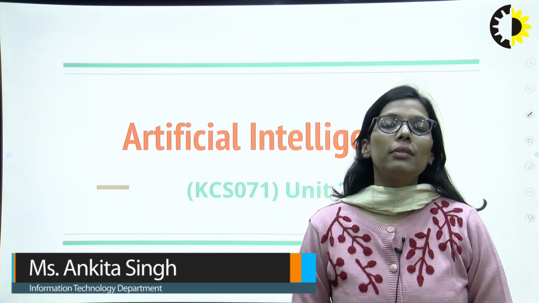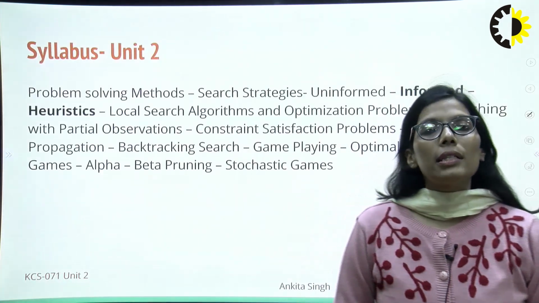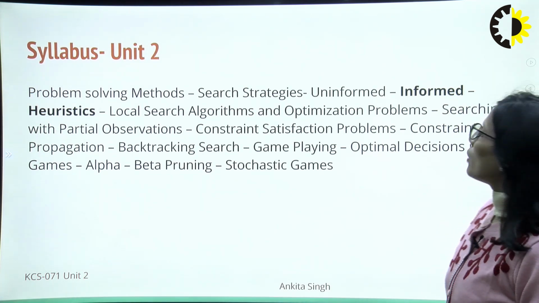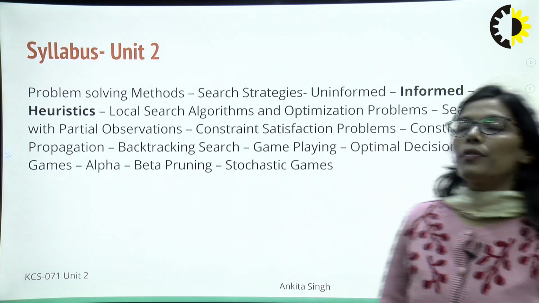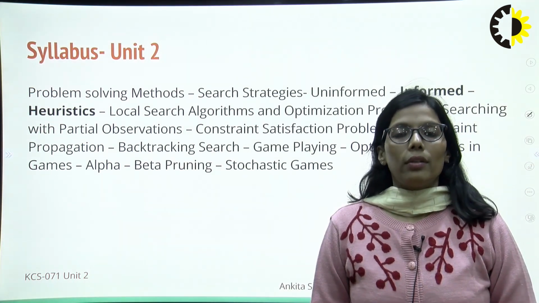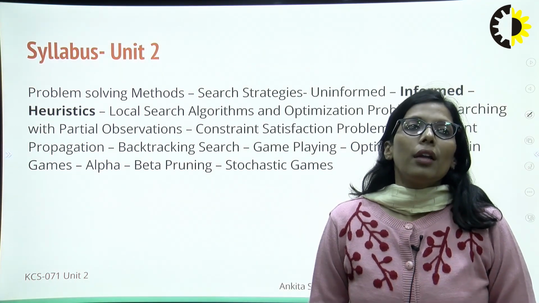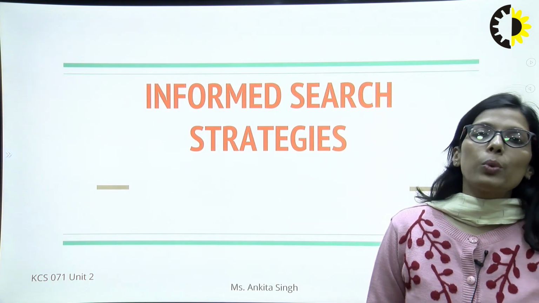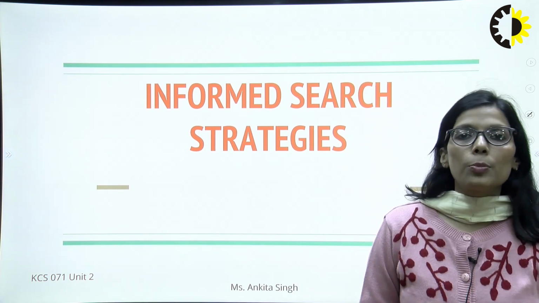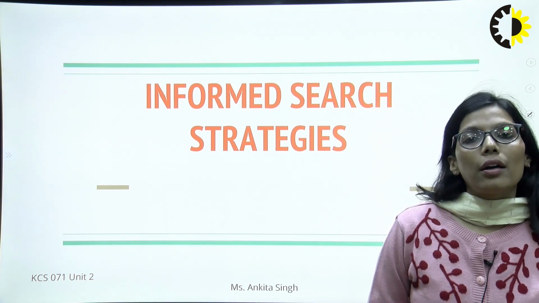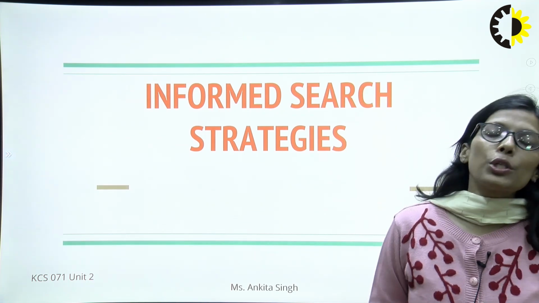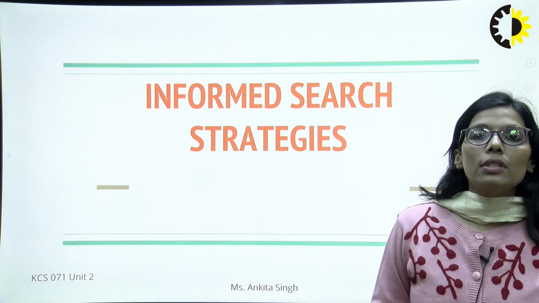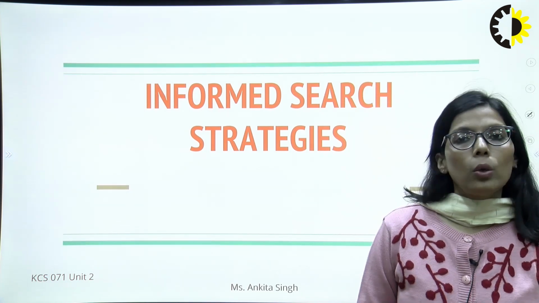In the previous video, I discussed various types of uninformed search techniques, and in this video, I will be discussing informed search techniques of Unit 2 of course KCS 071, that is Artificial Intelligence. Now, uninformed search techniques are the search techniques in which we are searching for the goal node in the search space in a random manner. So we don't have any information of the problem domain. We just know about the goal node, and we were searching for it by brute force, right?